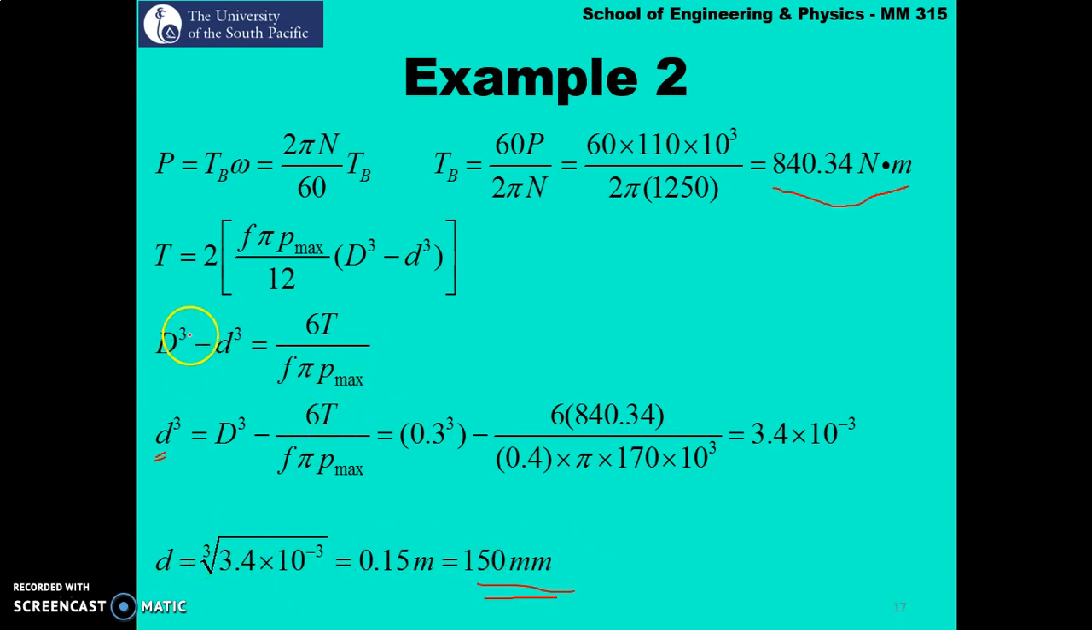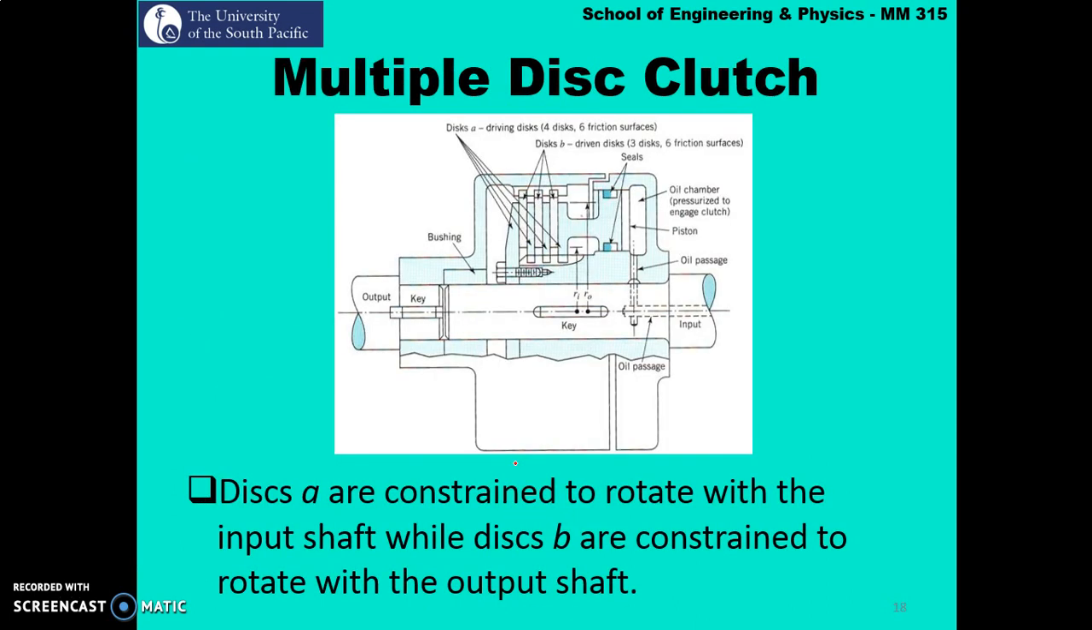So once again, this expression seems to be difficult, but what I'm doing is substituting all the values over here step by step and making the inner diameter the subject of the formula. You can leave your answer in meters or you can convert it to millimeters. It really does not matter. Now let's move on to multiple disc clutch.